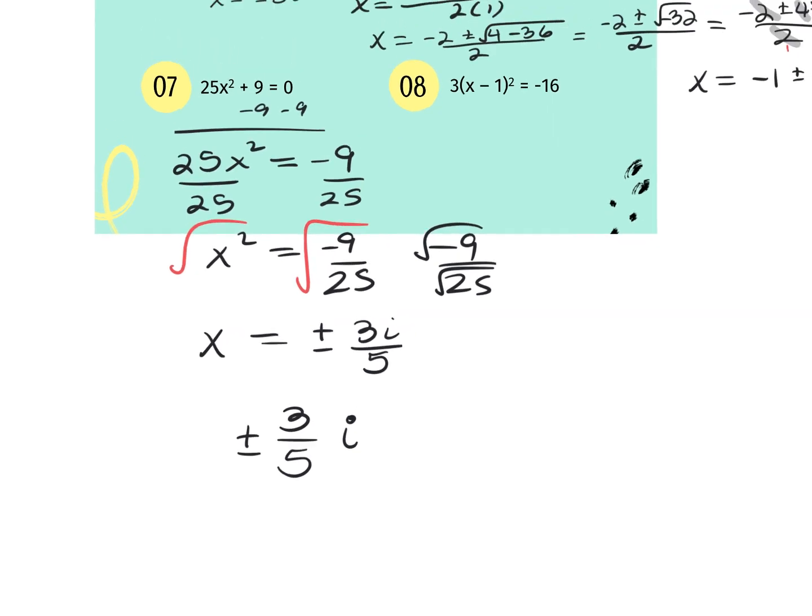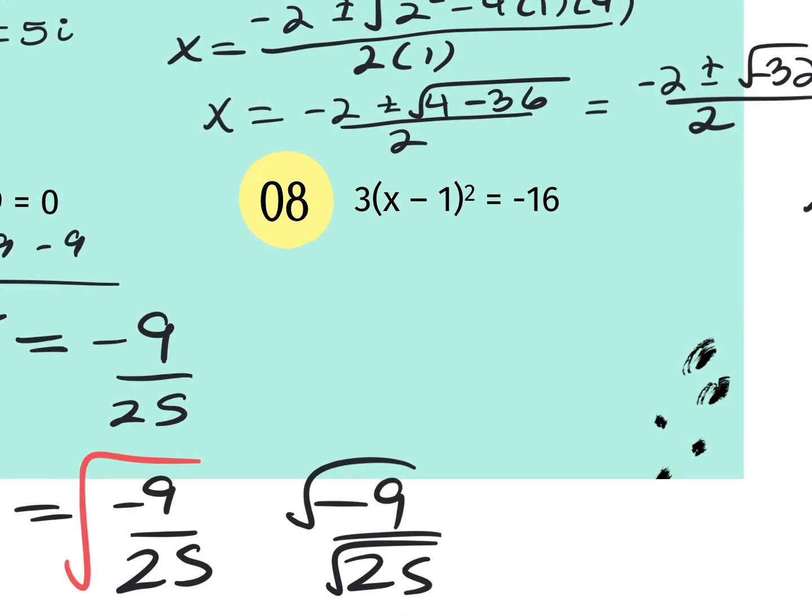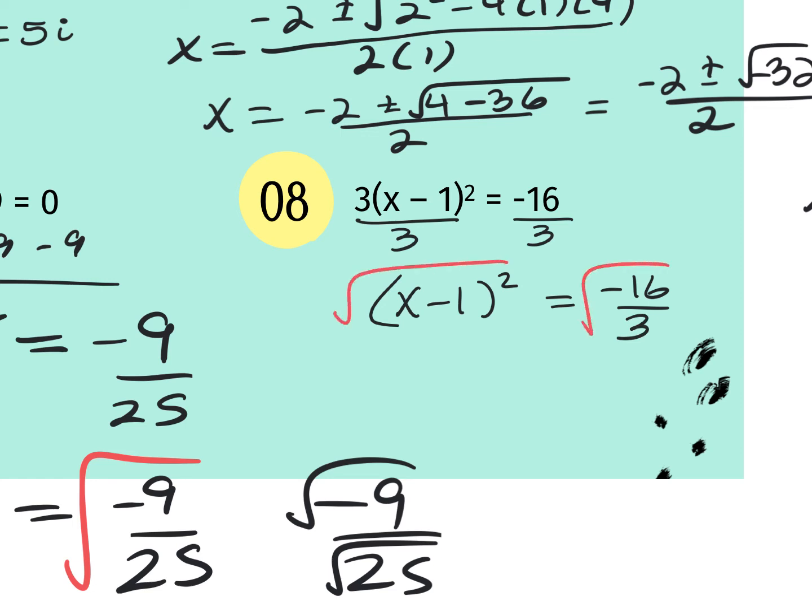Next one. Again, I'm going to use the even root method. I need to isolate the x minus 1 squared. Do not try to distribute that 3. So I'm going to isolate the x minus 1 squared. Now I can apply that square root method. Square root both sides. The x minus 1 comes out of the square and the radical.